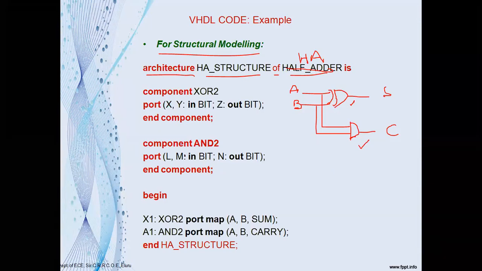These components are nothing but the entities of the exclusive OR gate and the AND gate. Actually, if you write a program for an exclusive OR gate in VHDL, what does it become? It becomes an entity, right? Likewise, if you write a separate AND gate program, what does the AND gate become? It becomes a separate entity. So now we are using that entity as a component in the architecture body. That is what we have discussed in the VHDL conceptual model.